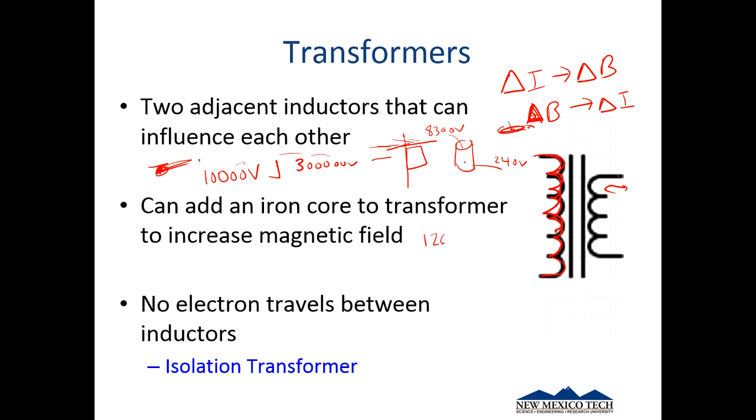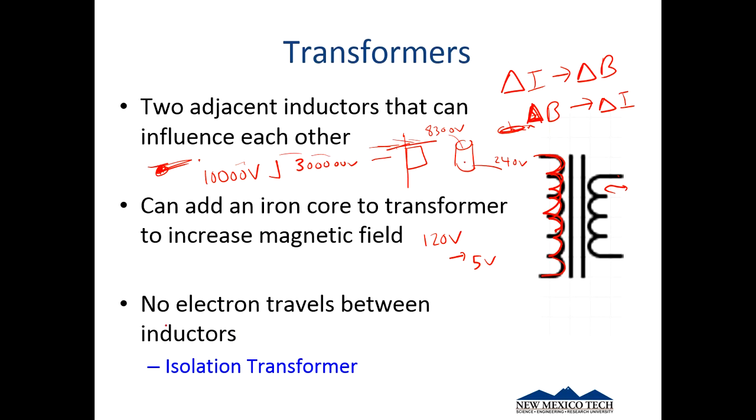Another example is your cell phone. You plug the wall wart into the wall and it's 120 volts, but then we step it down to 5 volts. And that's all done through the magic of transformers. And I'll talk about this later on in the semester.